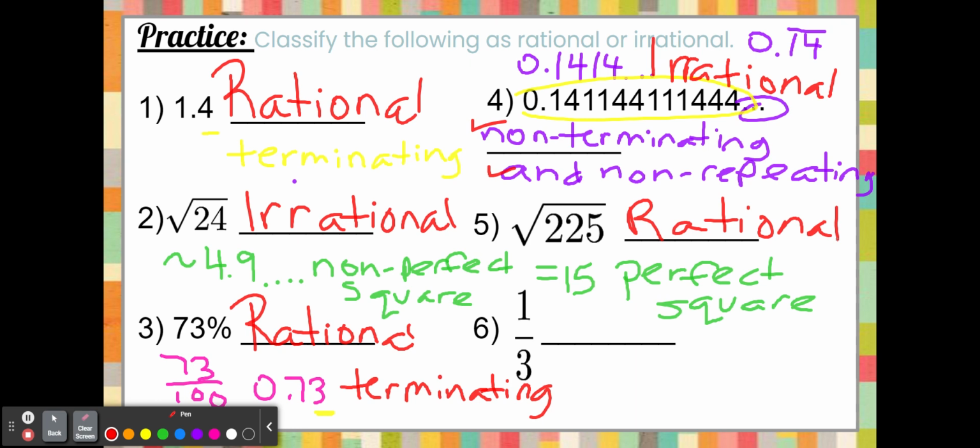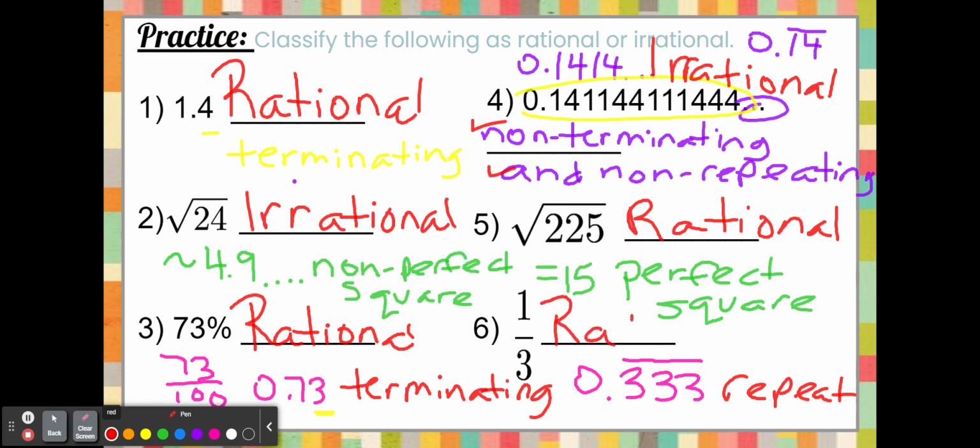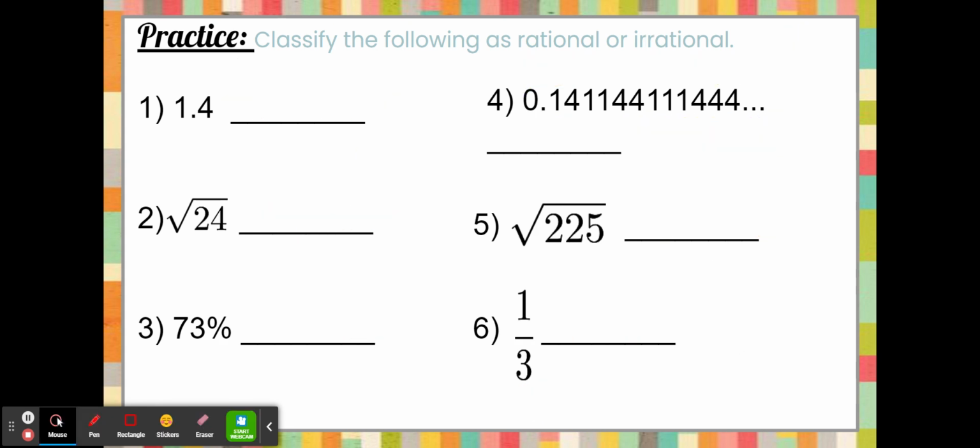The next one we have is 1/3. So if we put that into Desmos, we would get 0.333 and so on, and this 3 repeats. So if you recall earlier, repeating decimals, so this is repeating, because it's repeating, that is called rational. So those are all some examples of what we just talked about.